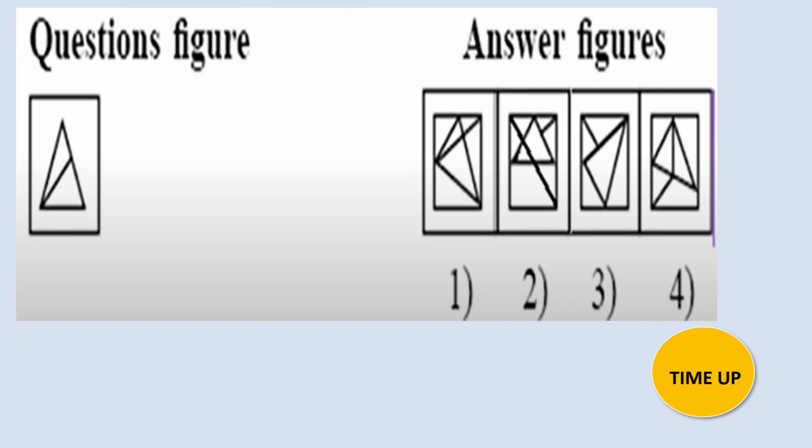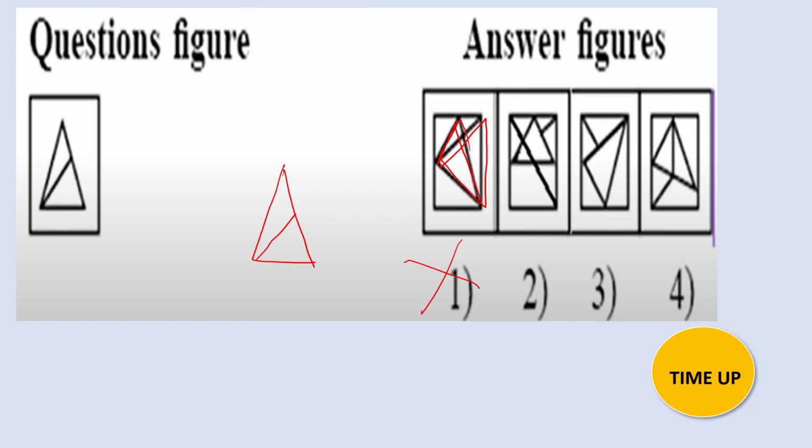Okay, time up, students. So where can you find the exact image? Can you find the exact image in the first figure? No, because the triangle is somewhat like this, correct? And then it has this. But here the triangle is like this, and it is also cutting, or you can say connecting, another triangle, correct? So this is not the answer.